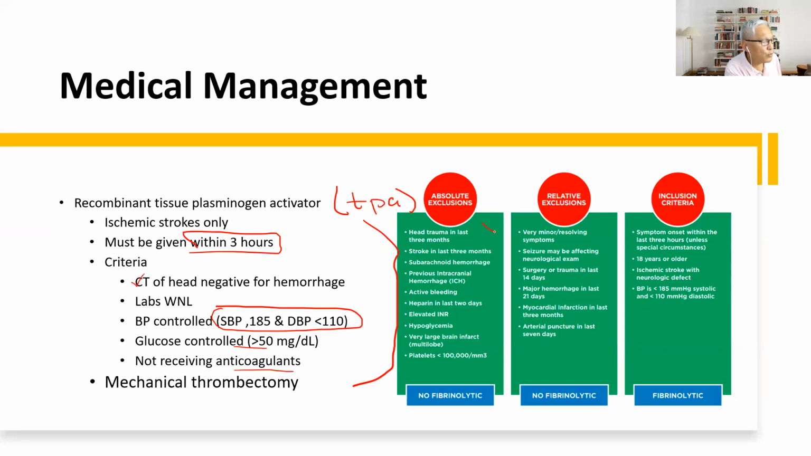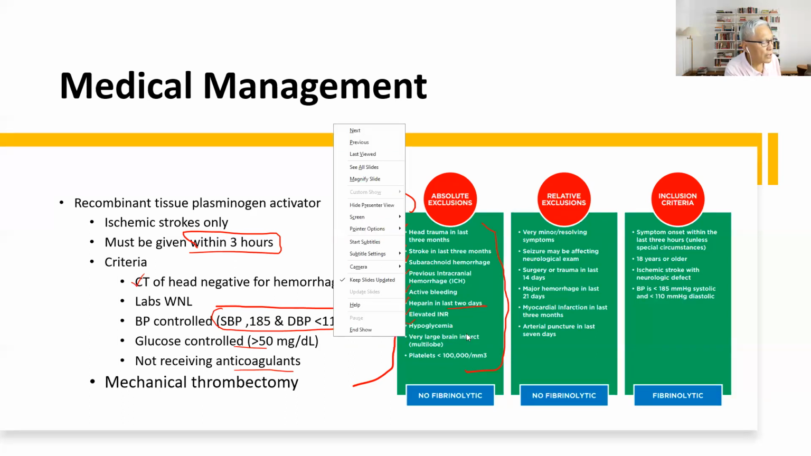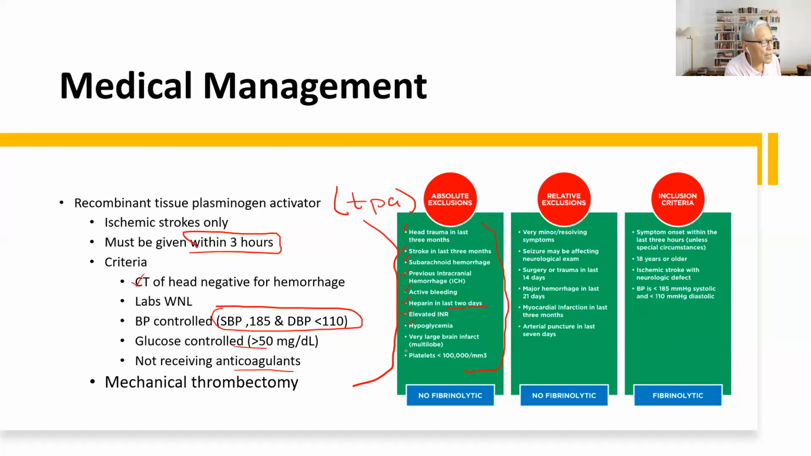So who do we not give this treatment to? If the patient has had a head trauma in the last 3 months, a stroke in the last 3 months, a subarachnoid hemorrhage in the past, a previous intracranial hemorrhage, active bleeding, heparin in the last 2 days, an elevated INR, hypoglycemia, a very big or large brain infarct, and platelets that are going to be low, meaning less than 100,000 per cubic millimeter.